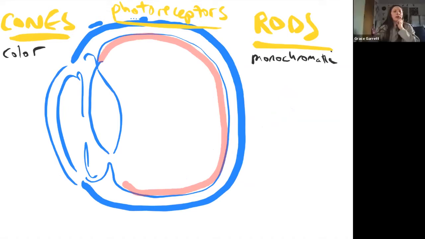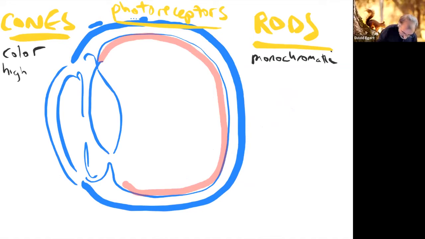Acuity. Cones have high acuity, meaning you can resolve... Acuity means if there's 2 dots, I can tell it's 2 dots and not smeared out into 1 dot. Kind of like that 2-point discrimination that we saw on our skin, right? How close can you put those 2 dots and still know it's 2 dots instead of 1 dot?